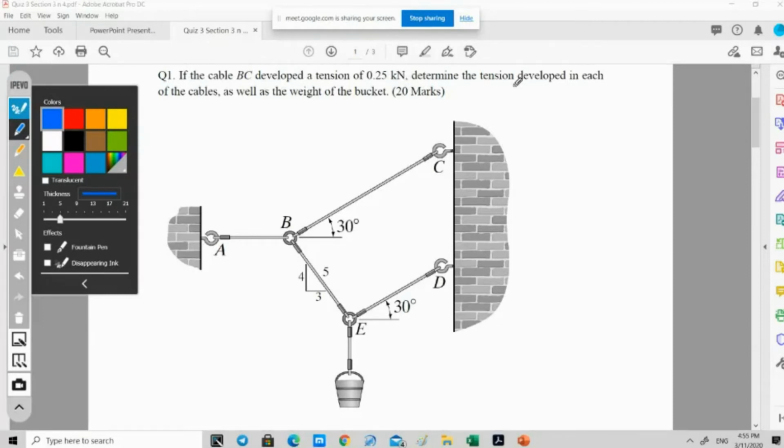So the question in this particular question says, if the cable BC develops tension of 0.25 kilonewton, determine the tension developed in each of the cables as well as the weight of the bucket. So first and foremost, you have to understand what is given. So what is given is this one.